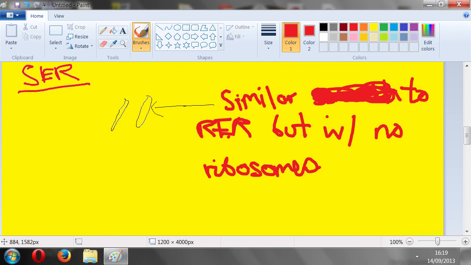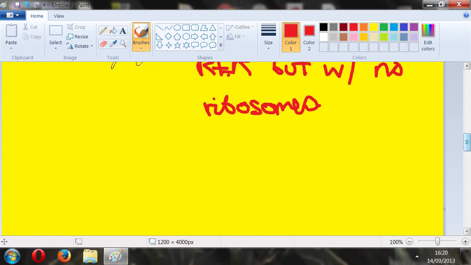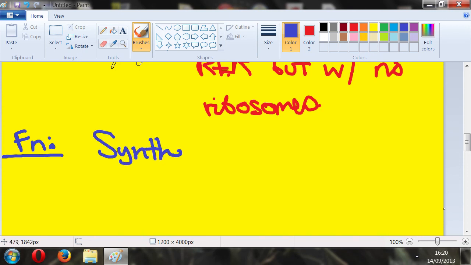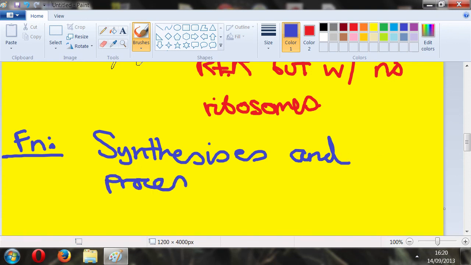Okay. The function of this is something I haven't actually spoken about yet, so I'm just going to write the function here, and then we'll speak about this in a moment. The function is... yeah, it does look much nicer actually like this. Synthesizes. Synthesis, processes lipids. Okay.